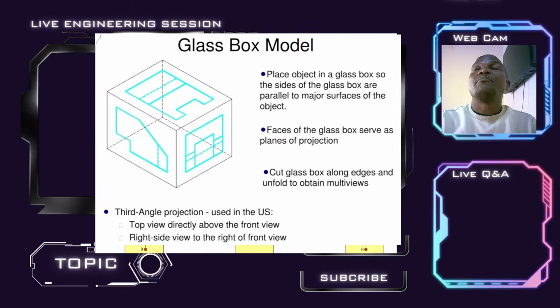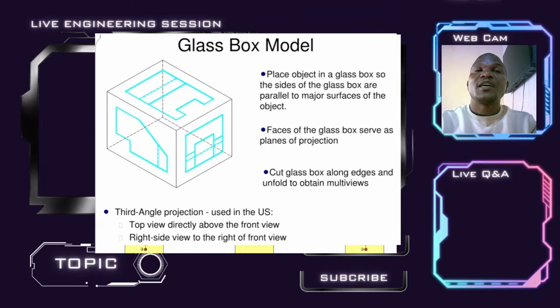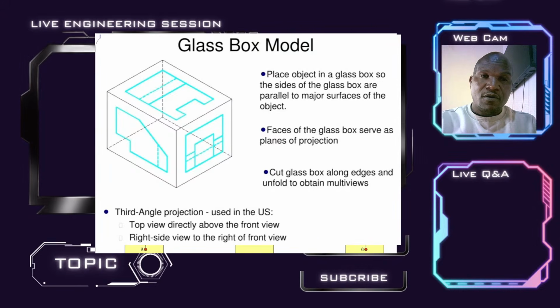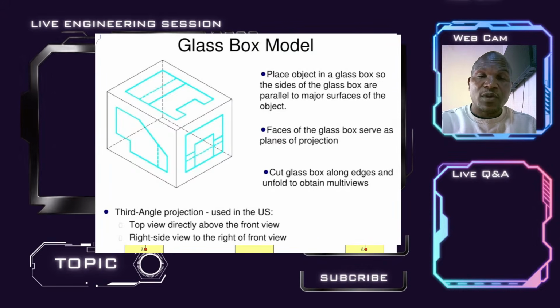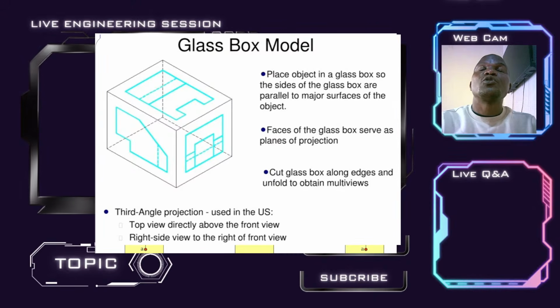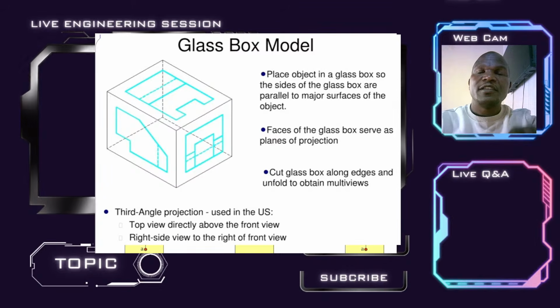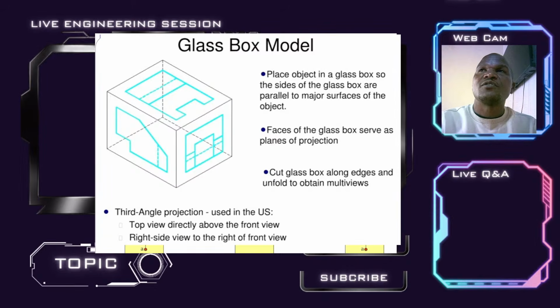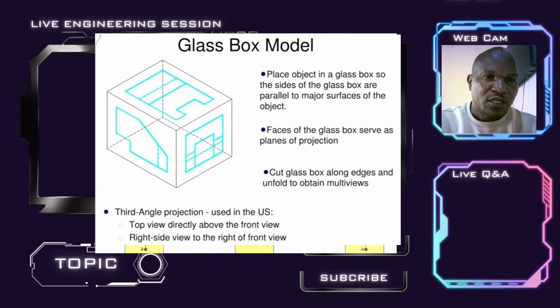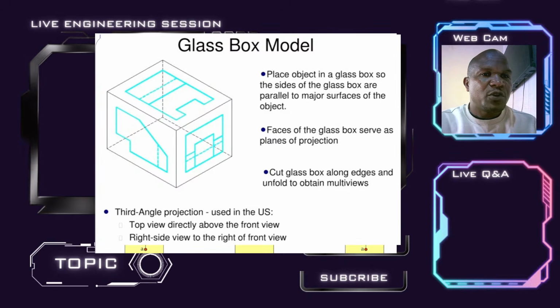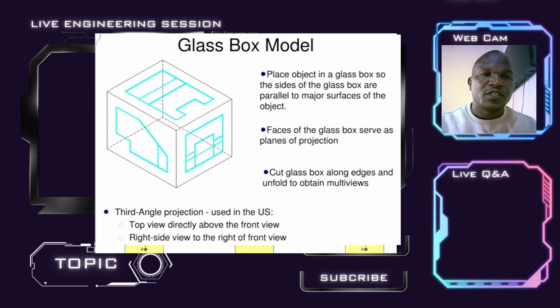basically, that's the model, or that's the concept of using just a glass box to illustrate the 3D views, as well as be able to convert the 3D views of the 3D isometric drawing into 2D views of what we call orthographic drawing. Now, I've talked about third angle projection and also first angle projection.